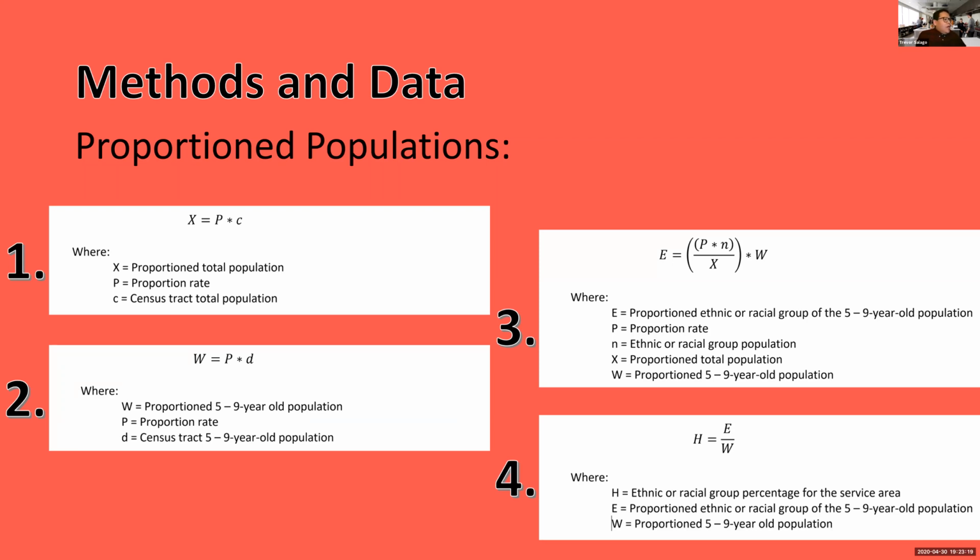I solved the total population using the equation from number 1. I solved the census tract 5 to 9-year-old population using the equation from number 2. I solved the census tract by ethnic or racial groups for the 5 to 9-year-old population with the equation from number 3. I then solved the ethnic and racial group percentage using the equation from number 4.